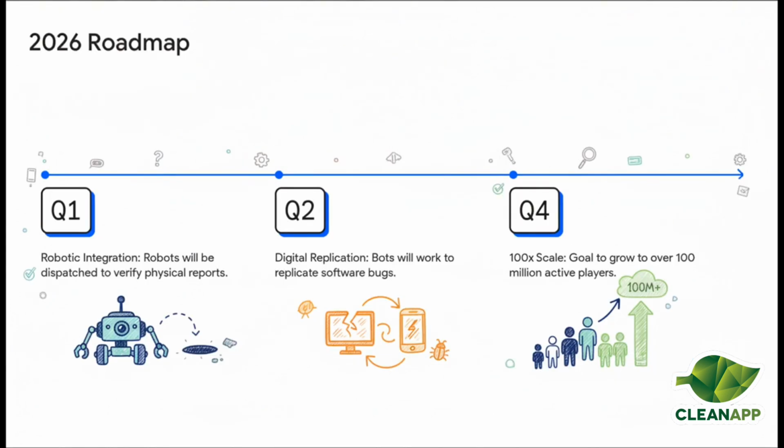And the future vision for this is even wilder. The plan is to start integrating things like robots and drones. So imagine you report a crack on a bridge, and just moments later, a drone flies out to get a closer look. And for software bugs, bots will automatically try to replicate the problem you found, giving developers way better information. The end goal here? To scale this whole thing by 100x, getting to over 100 million active people reporting problems.